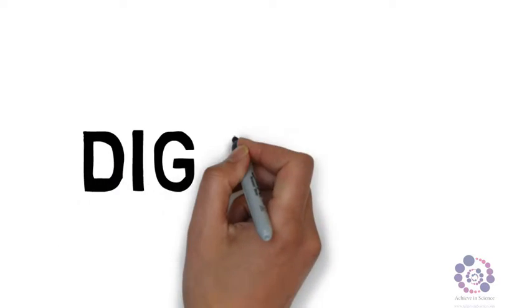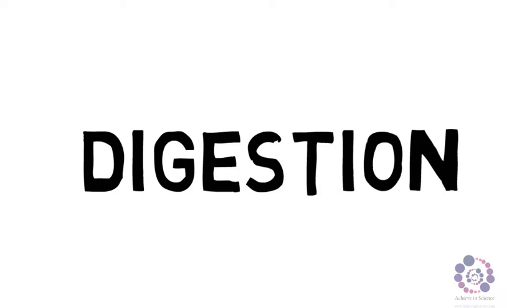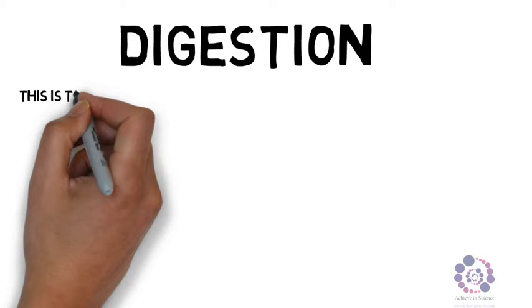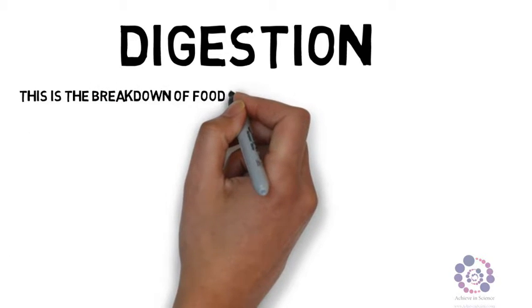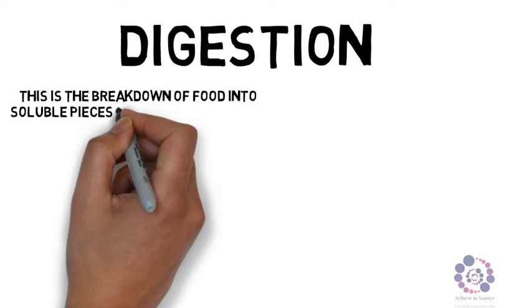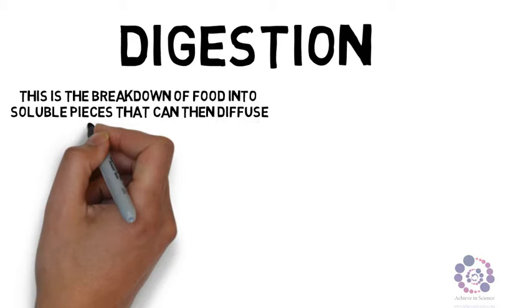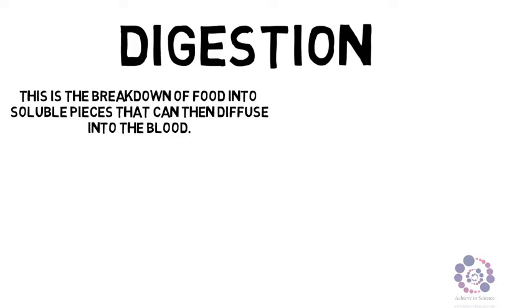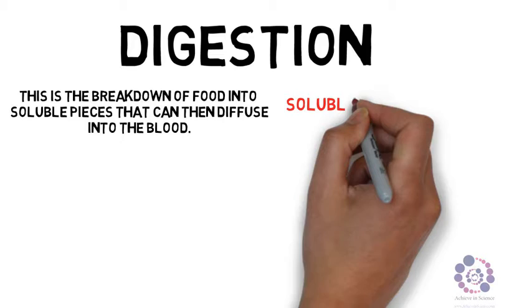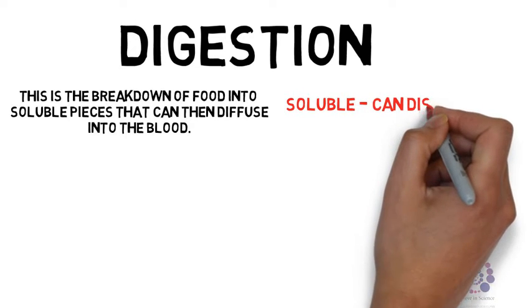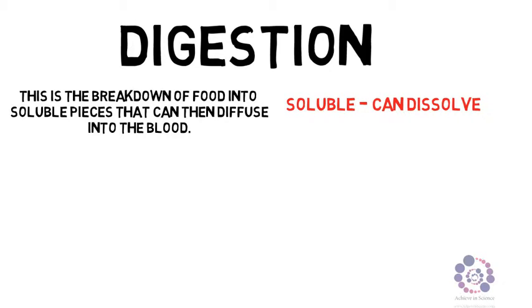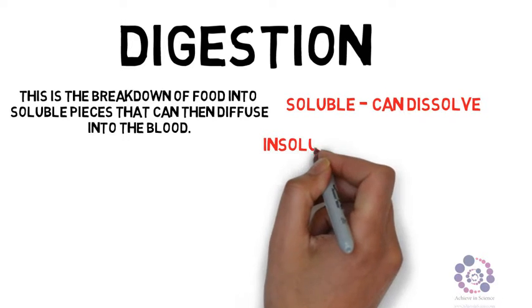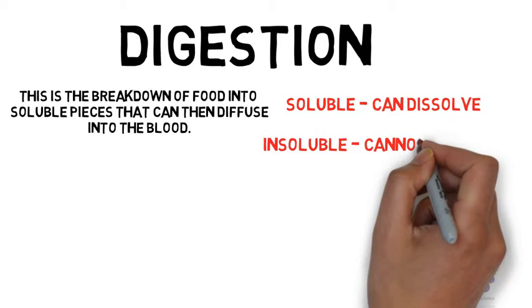First of all, let's start off with what is meant by digestion. Digestion is the breakdown of food into soluble pieces that can diffuse into the blood. When we use the word soluble, we mean it can dissolve, so it is small enough to fit between the other particles of blood plasma. Insoluble means it cannot dissolve because it's too large.